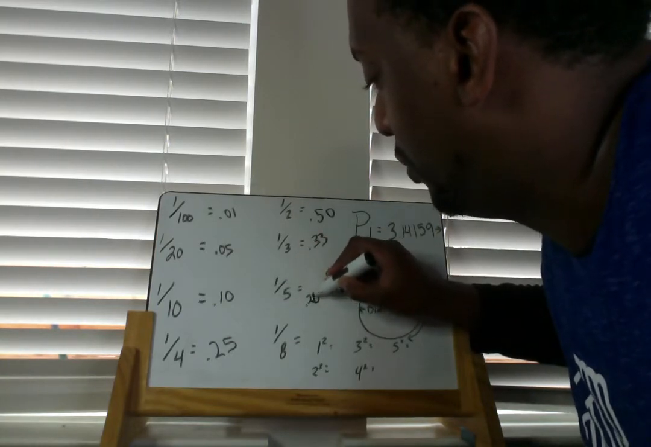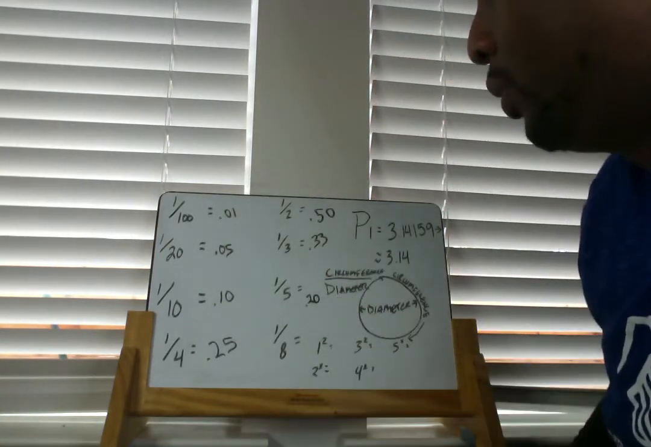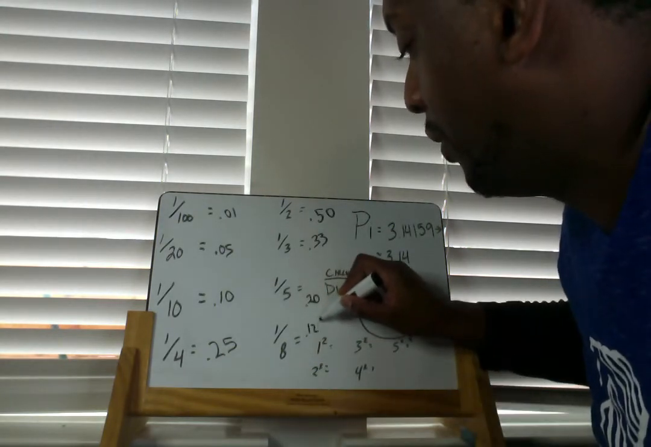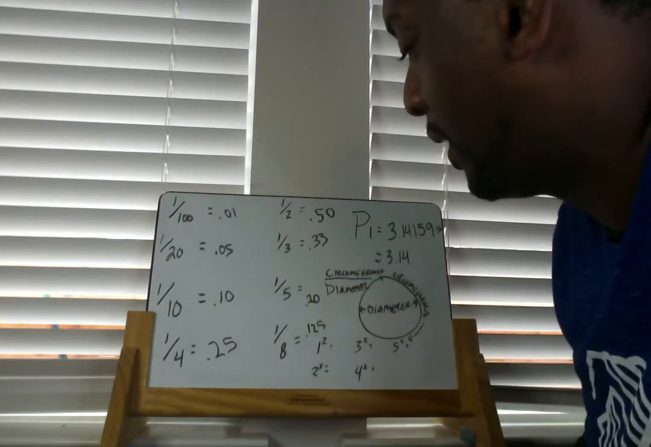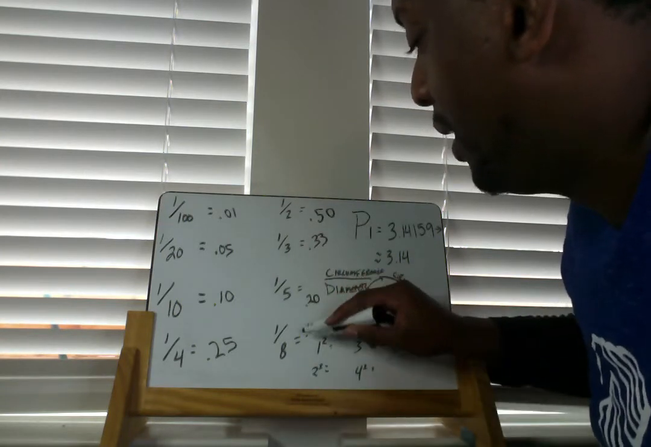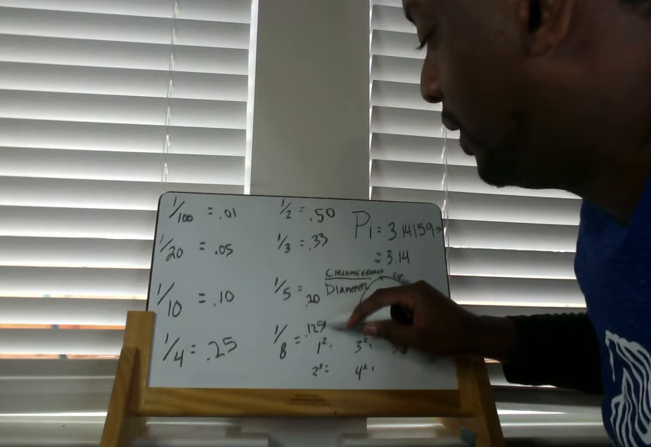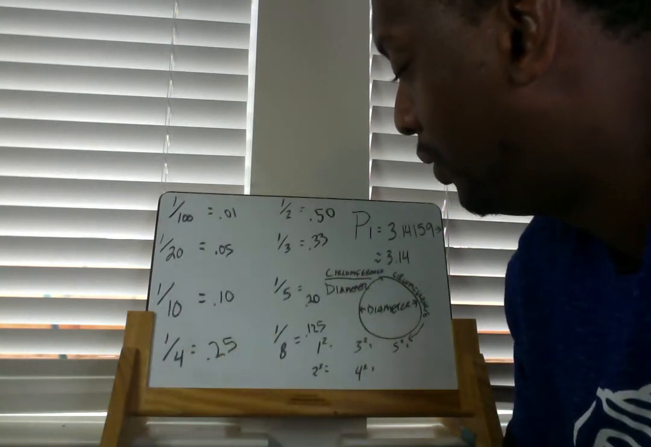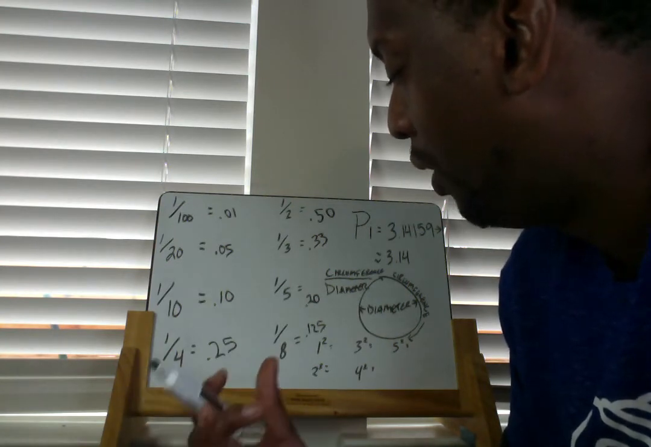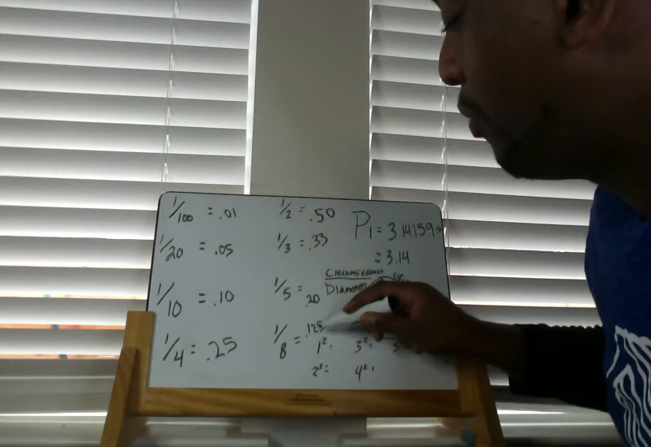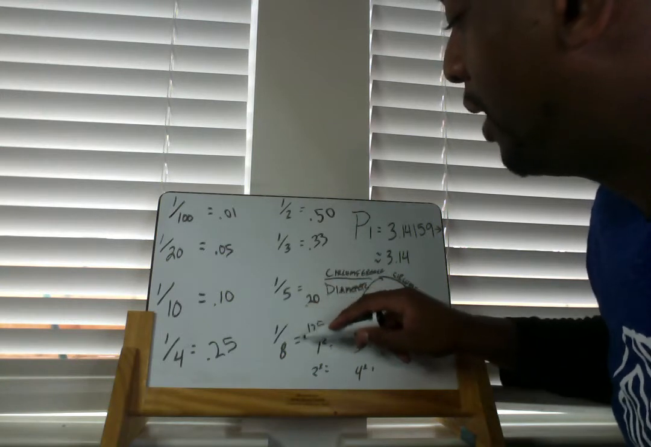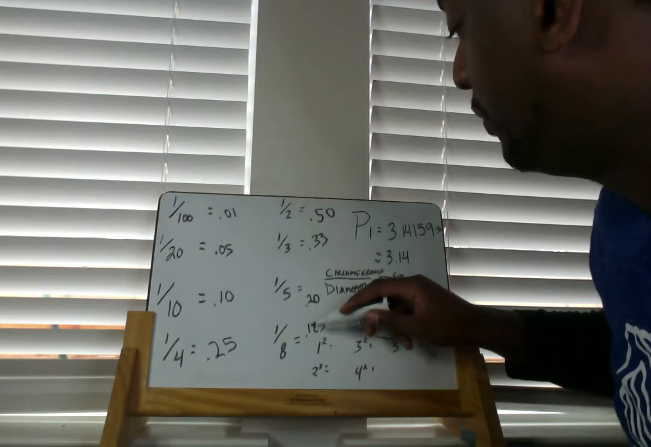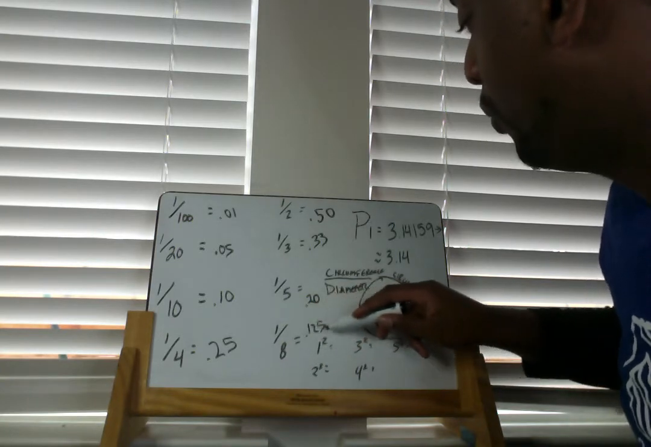1/5, what goes into $1 5 times? 20 cents, guys, 0.20. 1/8 is really interesting. It's 0.125, the conversion, and it's just something you just have to remember. It's kind of hard. But if you think of $12.50 twice makes $25, and of course $25 goes into 100 4 times. That's how I remember that 0.125. But that 1/8, if you remember it, that'll help you on a lot of tests where you will overthink it if you just remember that 1/8 equals 0.125.